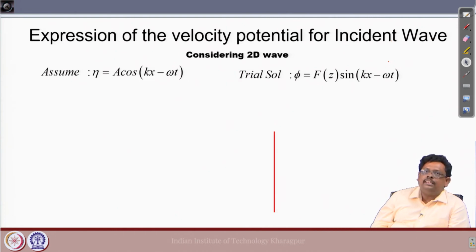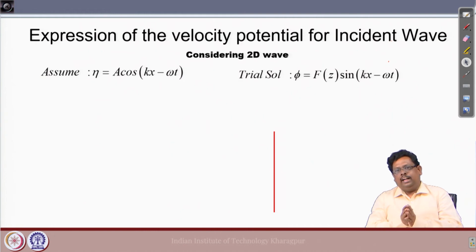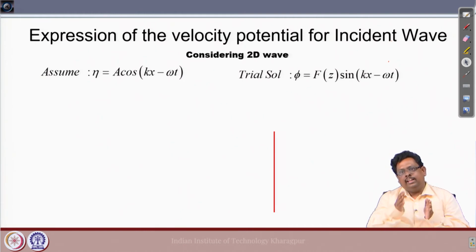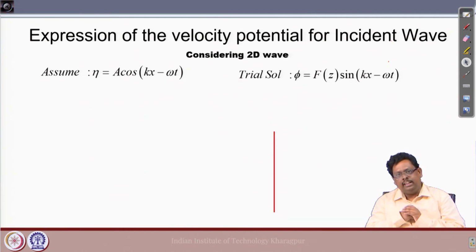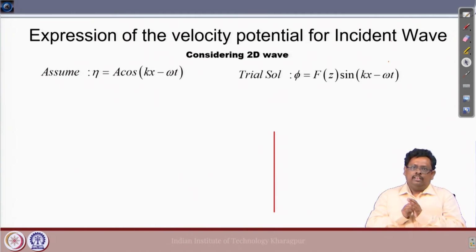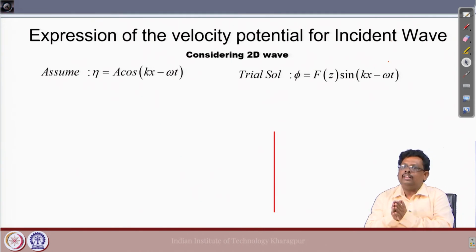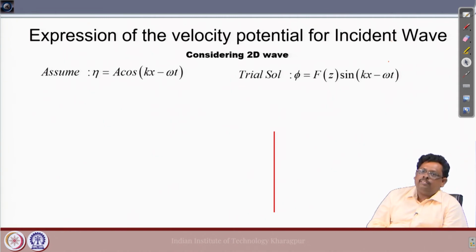Now, the question is why I select this as a trial solution? The answer is very simple. I know that the wave is harmonic in the x direction, not in the direction of z. So, therefore, phi must be harmonic in the x direction. So, either this should be sin of k x minus omega t or cos of k x minus omega t.